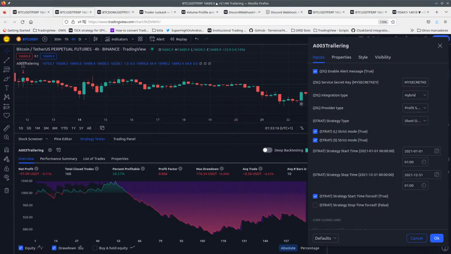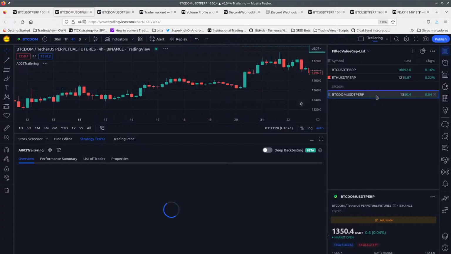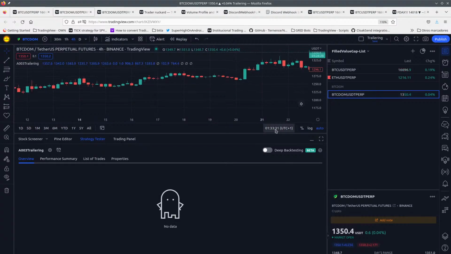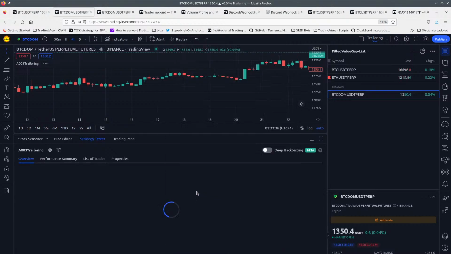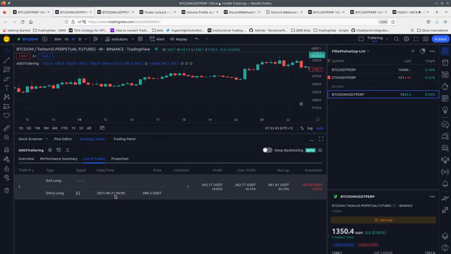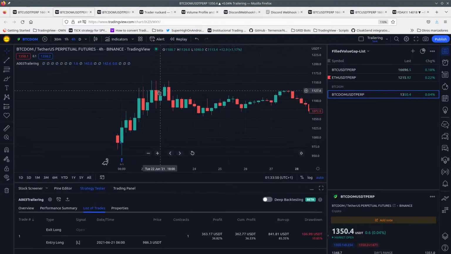I need to test this properly because I'm missing something. The other thing that I want to test is other pairs, like this one. Oh, take a look at that. No data. Why no data? What's the problem with you? List of trades. Oh, look at that. There's a trade here which is never fulfilled. Why is that? We don't know.